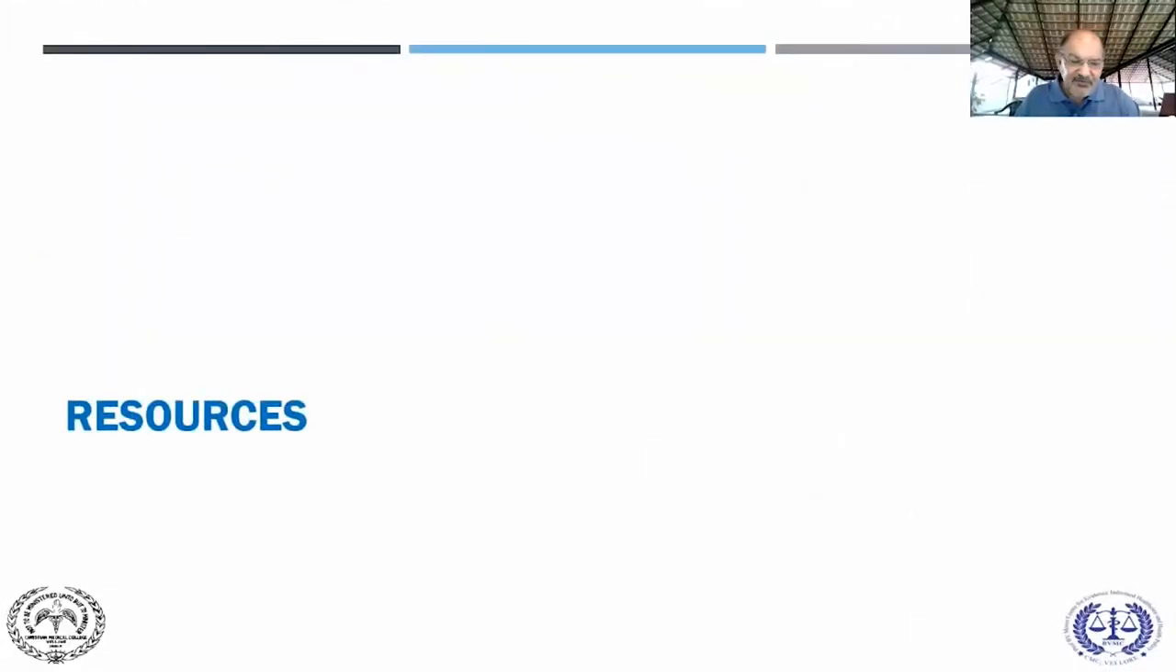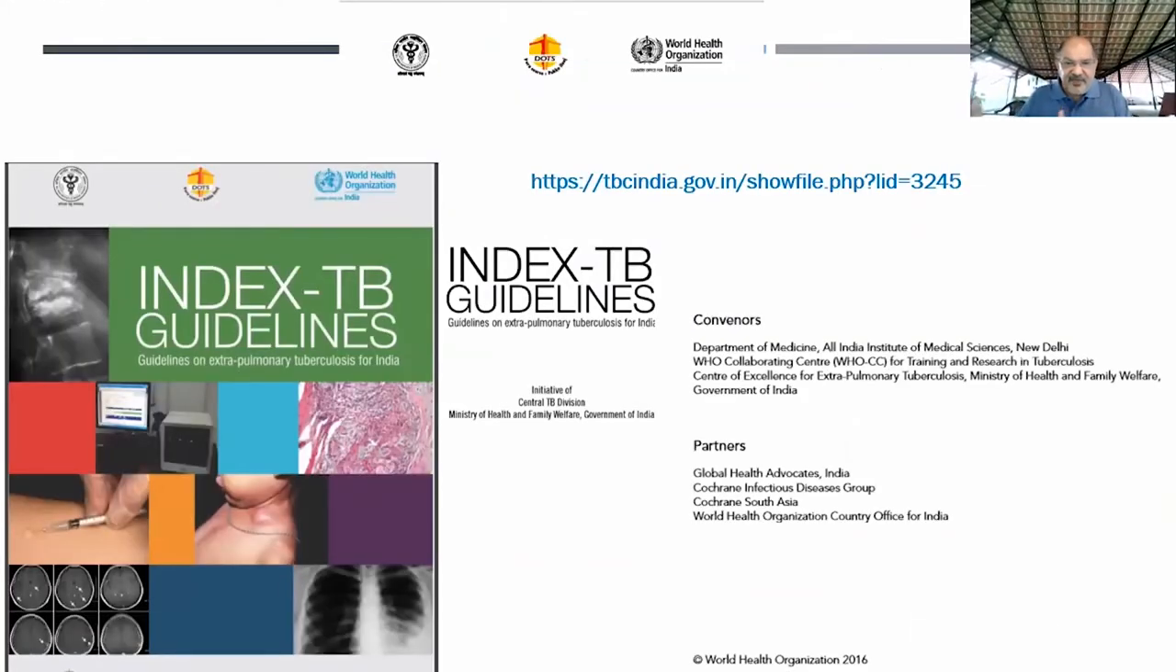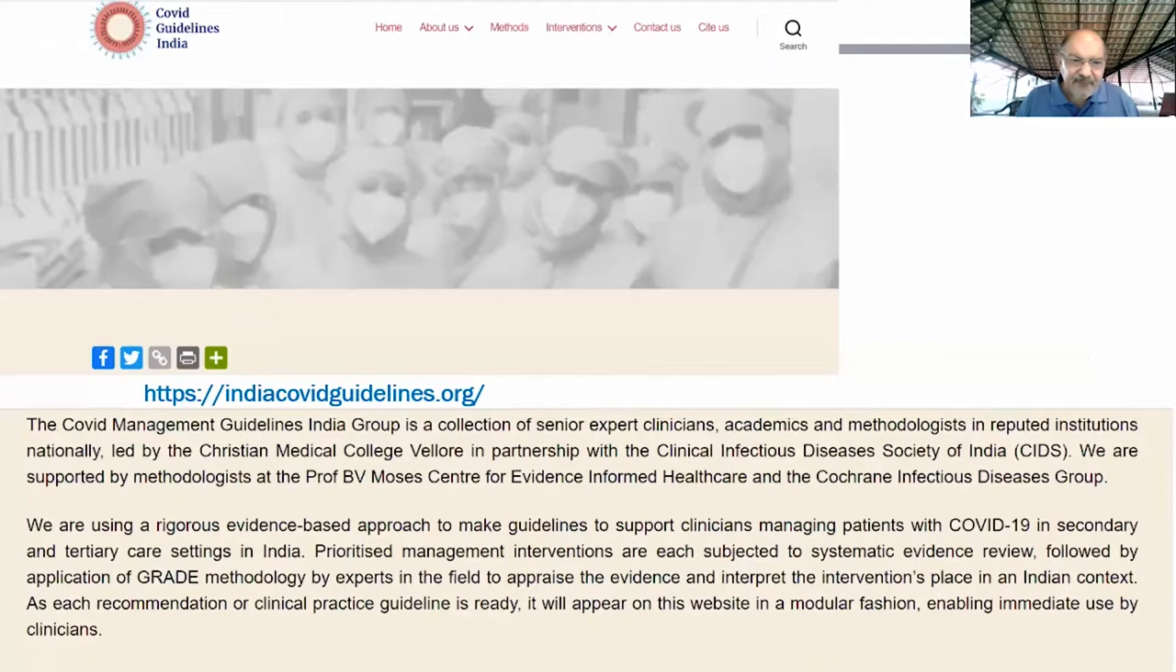There are some resources you may find useful. We've helped the government of India do the INDEX-TB guidelines, which is for Indian guidelines for extrapulmonary tuberculosis, which uses a very structured GRADE process. It's worth reading this because it gives you an idea as to from A to Z on how to go about making a guideline.